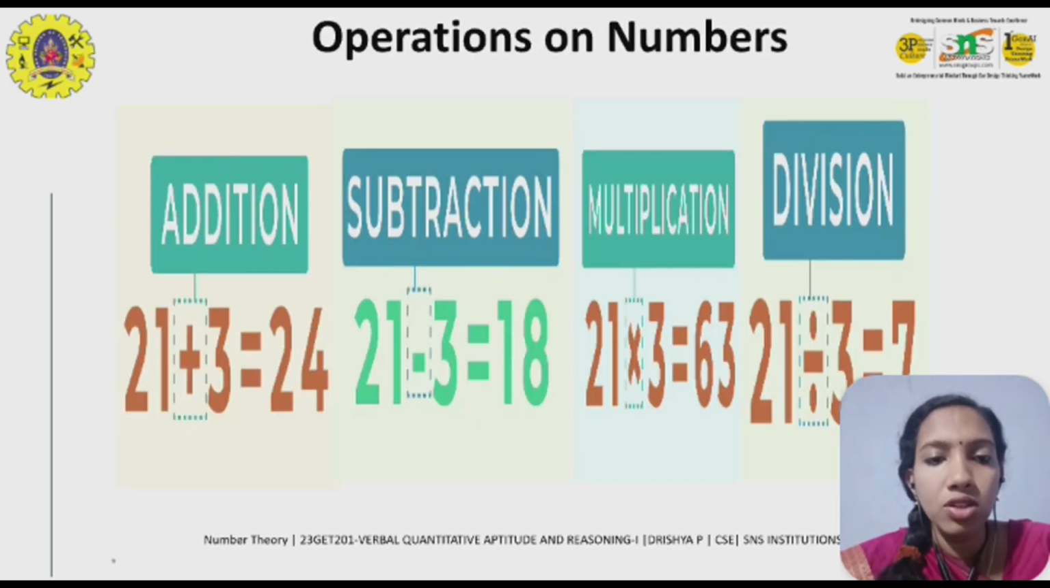Then operations on numbers. We have some operations in mathematics. The basic operations are addition, subtraction, multiplication, and division. Then check the answers. 21 plus 3 equal to 24. 21 minus 3 equal to 18. 21 into 3 equal to 16. 21 divided by 3 equal to 7.